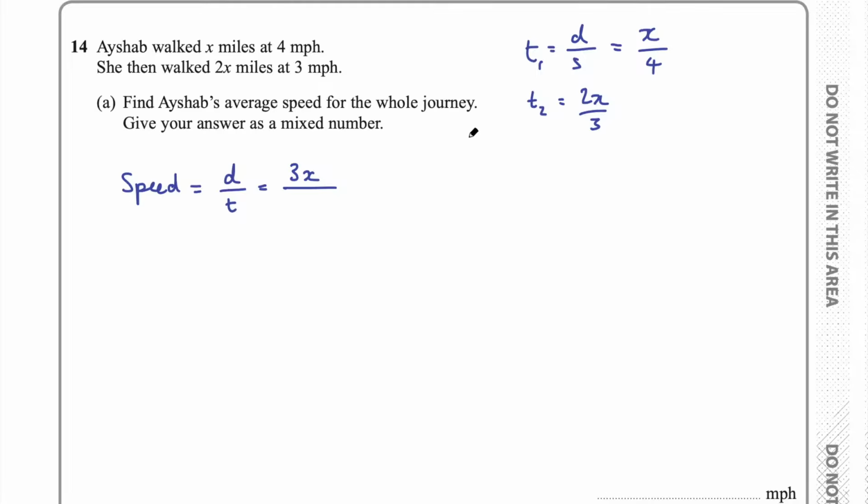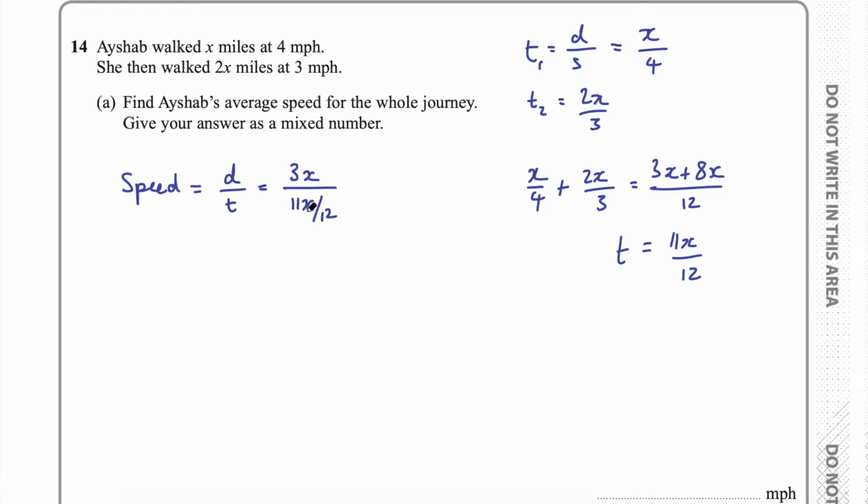So to find the total time, we could do T1 plus T2, so x over 4 plus 2x over 3. And if we add these together, we need the same denominator, so multiply this one by 3, multiply the second one by 4, that's going to be 3x plus 8x, all over 12. And then add the numerators, that's going to be 11x on 12. So my total time for this journey will be 11x on 12. So the speed, going back to my original equation, distance 3x, time 11x on 12.